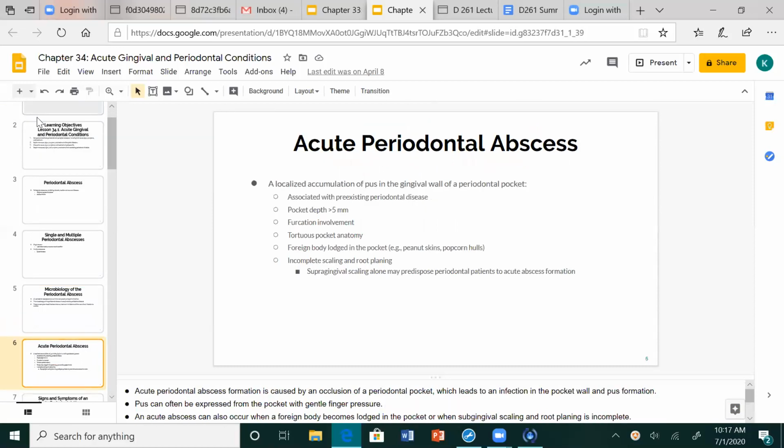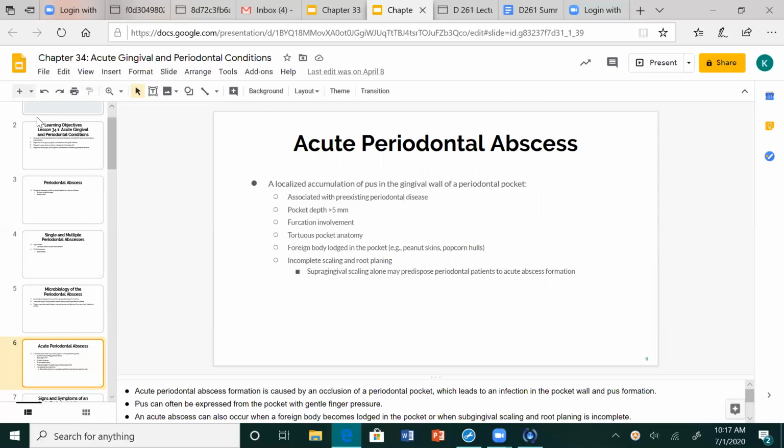Acute periodontal abscesses are usually going to be a localized accumulation of pus in the gingival wall of a periodontal pocket. It's associated with pre-existing periodontal disease, pocket depths of 5 millimeters or more, furcation involvement, tortuous pocket anatomy, so like those really thin pockets, foreign body lodged in the pocket, so like if food gets caught, popcorn husks are a really common one.